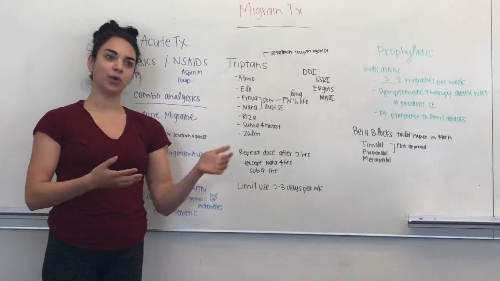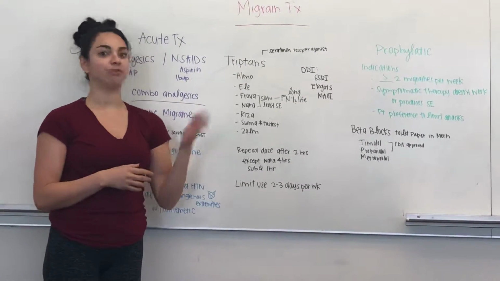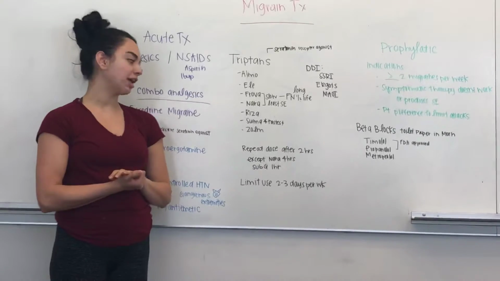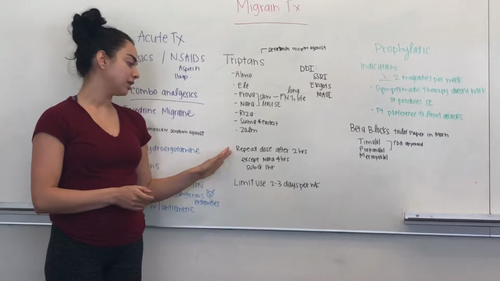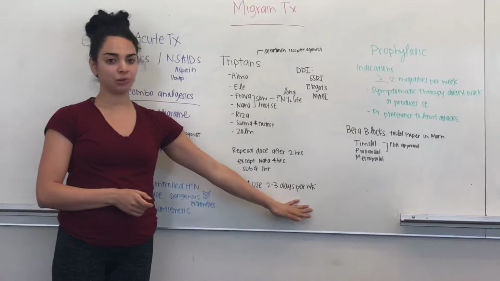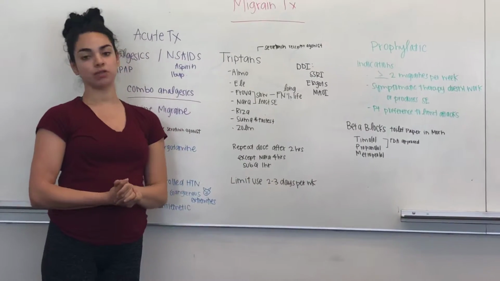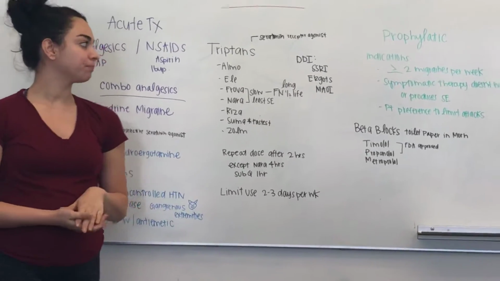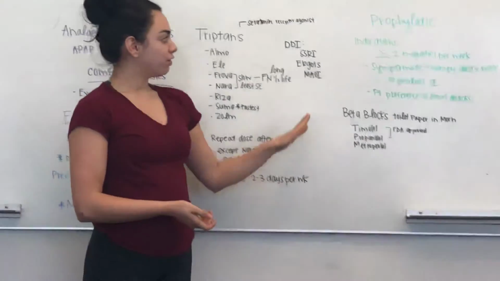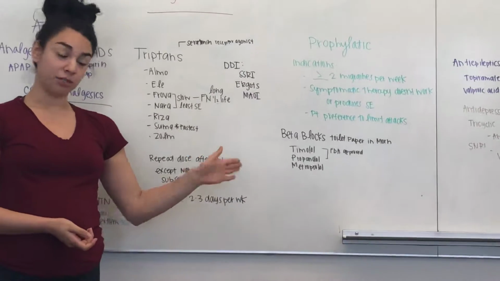I kind of think of Nora like a person who has to wait 4 hours in order to take the medication again. And then if you use sub-Q, it's just 1 hour. So that's something to keep in mind. You should limit the use to about 2 to 3 days per week. If you find that your patient's using the med more often, you want to consider a prophylactic treatment at that point. So now we're going to move over to prophylactic options.